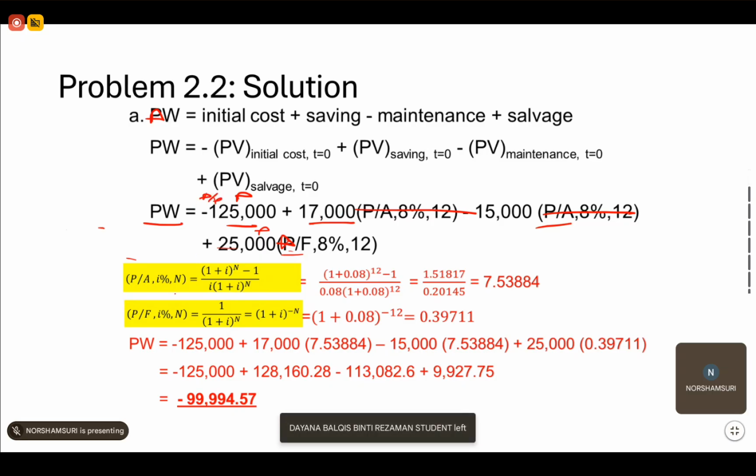Then you can get the answer if you use the same thing. Here you get minus 9,000, so it's a worst project. You cannot use it, it's minus. The same thing if you use annual worth: you get a loss every year from the beginning until the end, for as many years as you have.